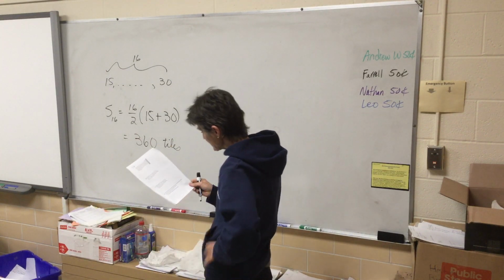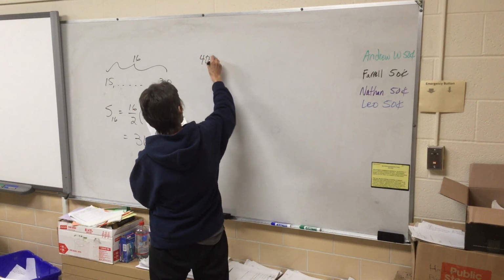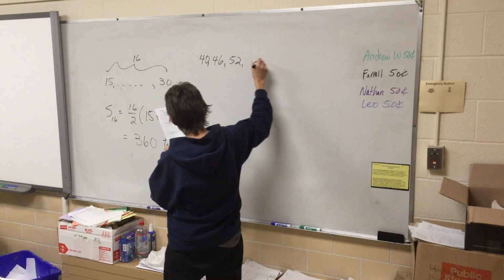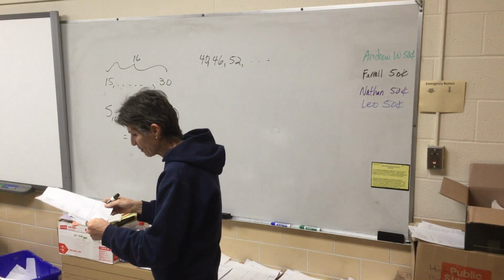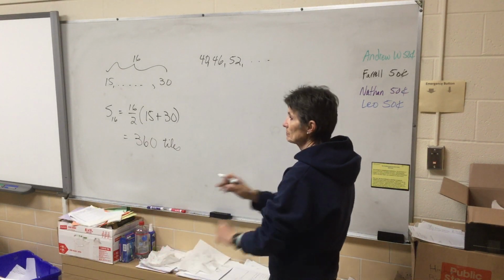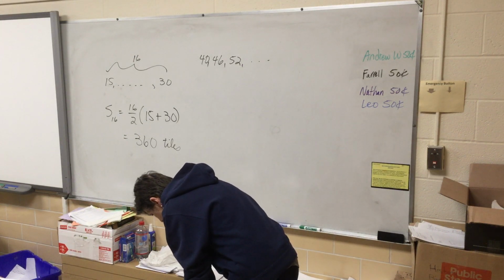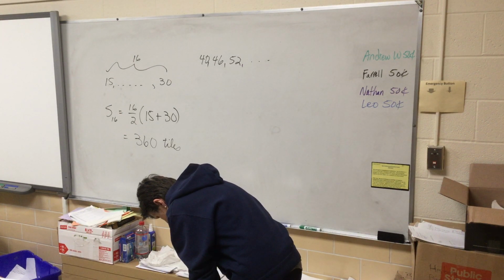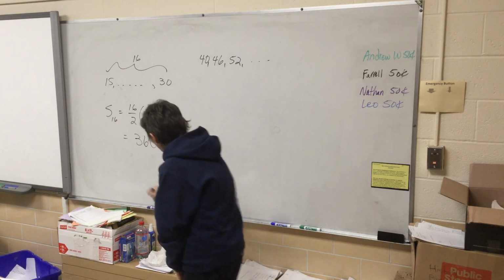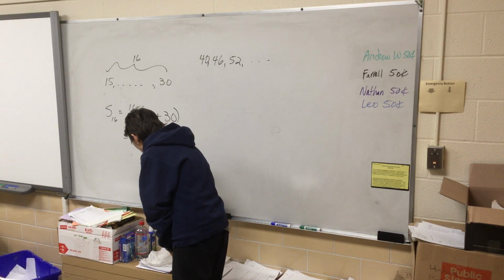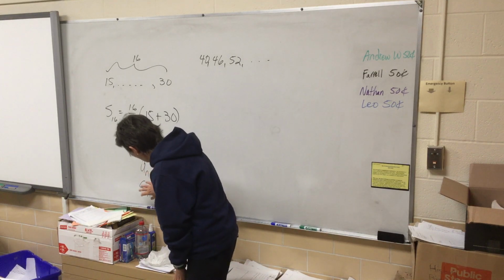Trey's decided he's going to begin saving. He sets aside 40, 46, 52, and so on. How much will he set aside on the 37th day? All right, so here's the question you ask yourself. Arithmetic or geometric? Arithmetic. Okay. Then you say to yourself, do I want A sub n or do I want S sub n? In other words, do I want a term or do I want a sum?